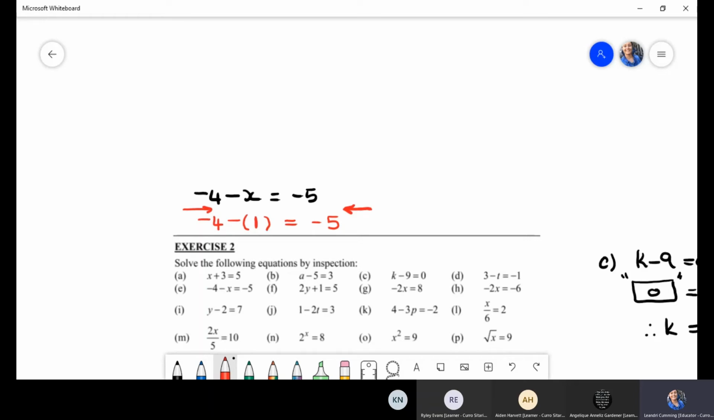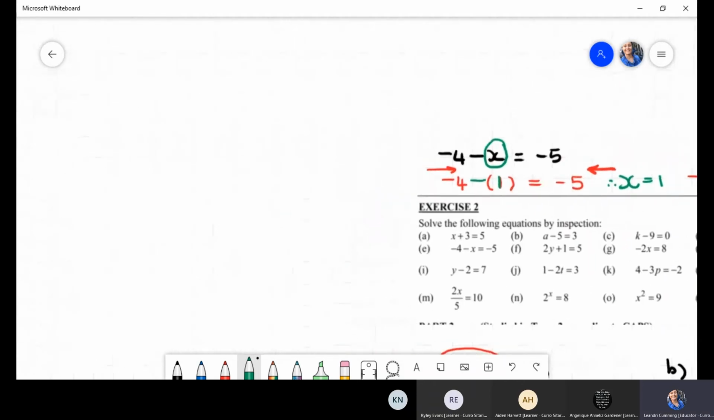away. Because always on our number line, if I jump 1 position to the left, I'll land on -5. But if I went 1 position to the right, I would have to add 1, and that would have me on -3. So very careful here to say -1, which means x. Therefore, x is equal to 1. Right? Let's look at number F.